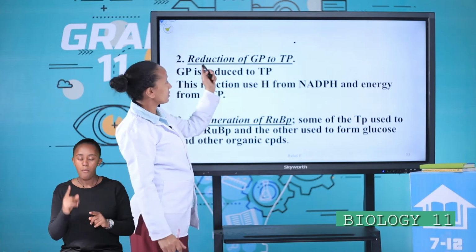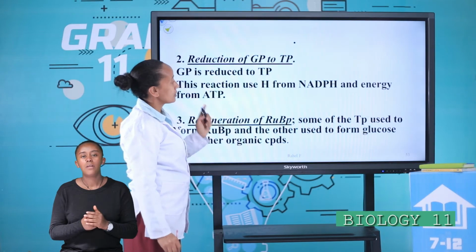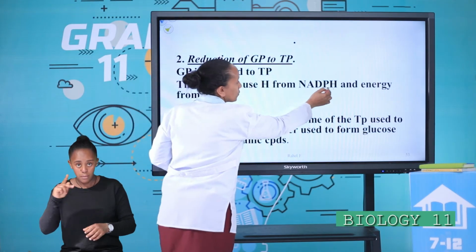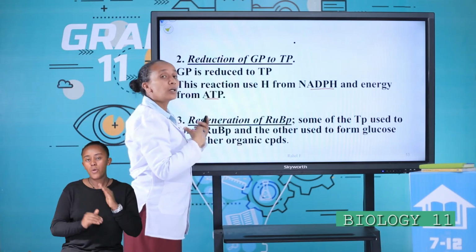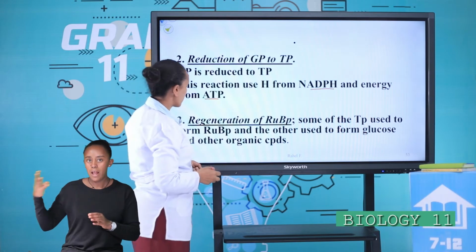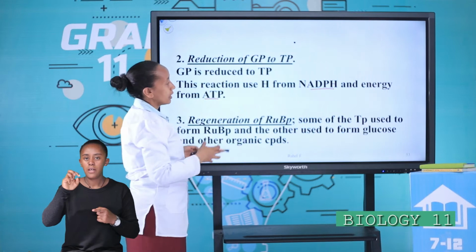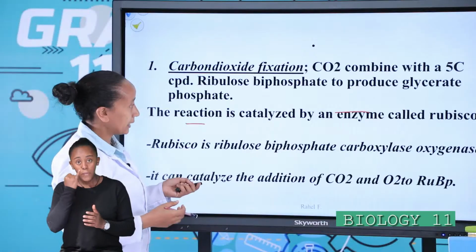The second stage is reduction of glycerate phosphate into triose phosphate. In this reaction, the cell uses ATP and reduced NADP. Both ATP and reduced NADP are results of the light-dependent reaction. The third stage is regeneration of ribulose bisphosphate. In this process, what will happen?